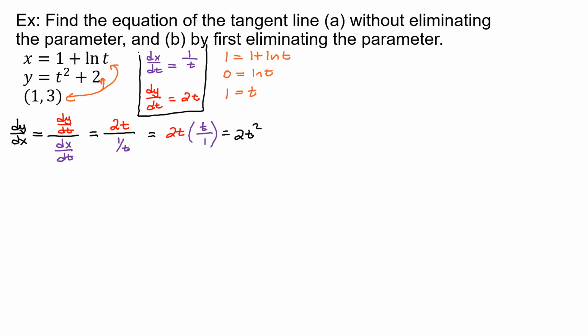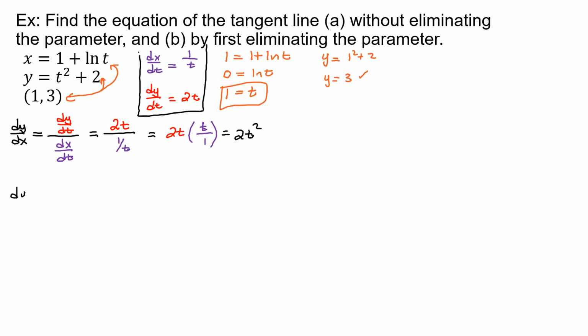1. I do suggest that whatever you get for one of them, plug it in the other one to make sure. So if I have that t is 1, if I did y equals 1 squared plus 2, I would get that y equals 3. That checks out because my 3 is what I got for the other point. So my t value that I'm going to use is 1.